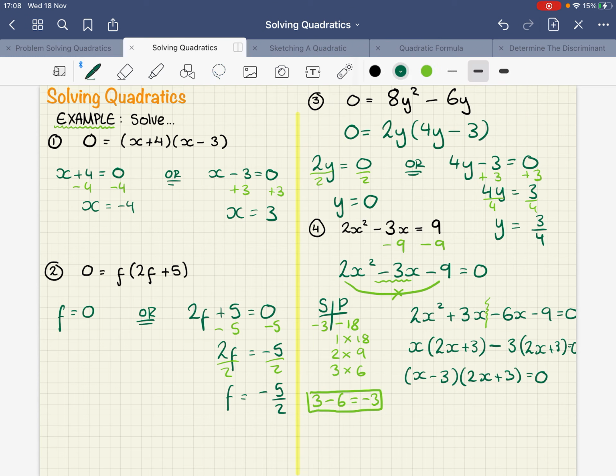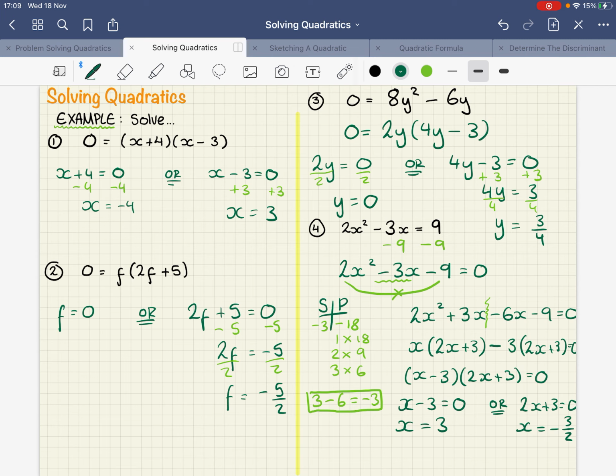All right, so that means either my x minus 3 equals 0 or the 2x plus 3 equals 0. And doing my rearranging as normal, that first one's going to be x equals 3, and the second one, when I rearrange it, is going to be x equals minus 3 over 2.